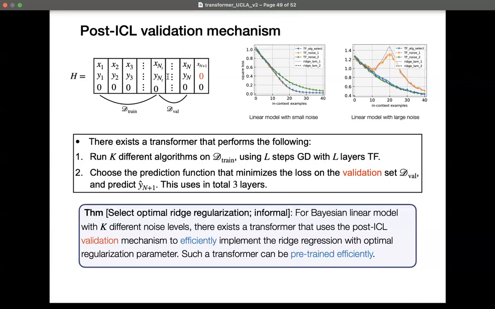The theorem that can be shown in this case is that, for this baseline linear model with different noise levels, there exists a transformer that uses the post-ICL validation mechanism to efficiently select the regression with the optimal regularization parameter. Such a transformer can be pre-trained efficiently. That means the parameters like D, L, M, and the norm of the data can all be efficiently bounded so that the generalization error in the pre-training phase is small. So this explains the experiment where, if you train on both tasks, the transformer can perform the best of both worlds.